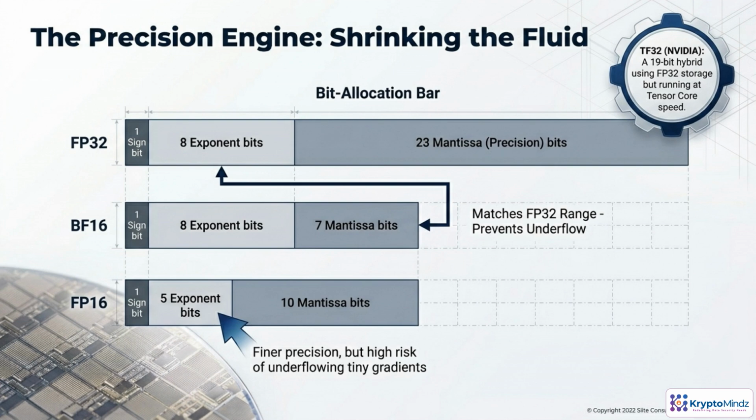Floating point formats are just different ways to spend a limited number of bits. FP32 uses many bits for the mantissa, giving high precision and a huge dynamic range, but it's expensive to compute on. FP16 trades exponent bits for mantissa bits. You keep decent precision, but the smaller exponent range means tiny gradients can underflow to zero. BF16 flips that trade-off. It keeps FP32's exponent range and shrinks mantissa precision, which protects you from underflow while still being fast on modern accelerators.